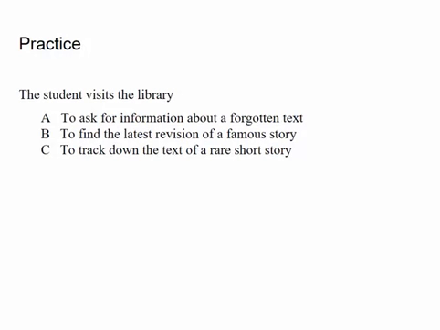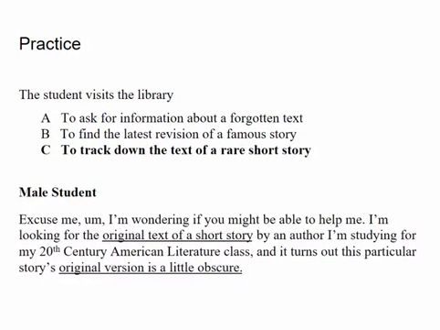Okay, so hopefully you got the correct answer here. In this case, it's answer choice C. And we got that from a couple of different spots in the passage. So let's analyze why this is the correct answer. So he says, I'm looking for the original text of a short story. So that removes answer choice B as an option because he's saying I want the original text, and answer choice B says the latest revision.